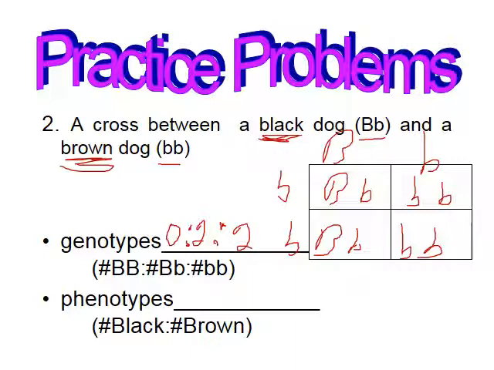So now phenotypes, black versus brown. 2 of the children are heterozygous, so they're going to be black. The other 2 are homozygous recessive, so they are brown. So it's 2 to 2. We can reduce that to a 1-to-1 ratio. So 50% black, 50% brown. Remember, both these genotypes always look like the dominant phenotype.